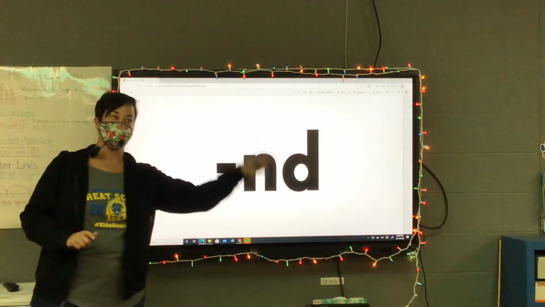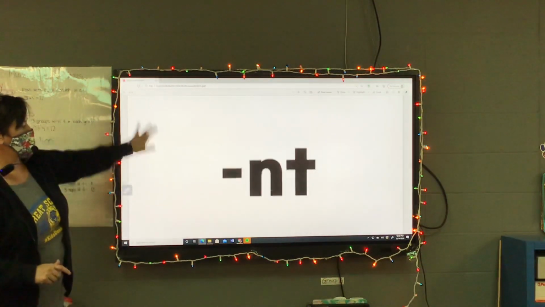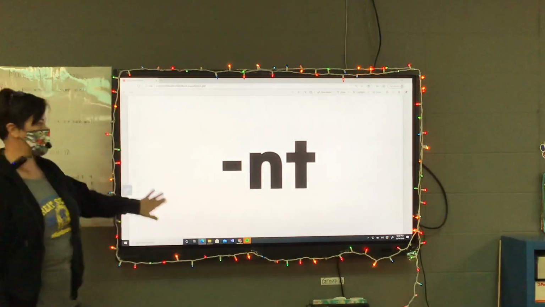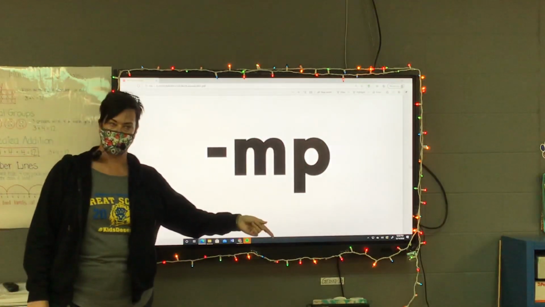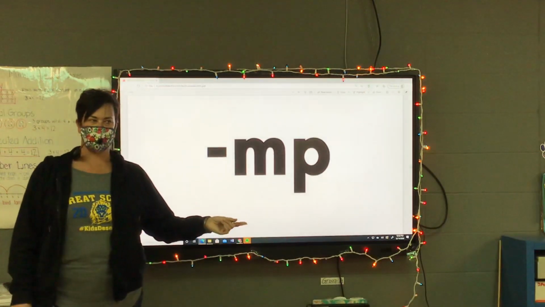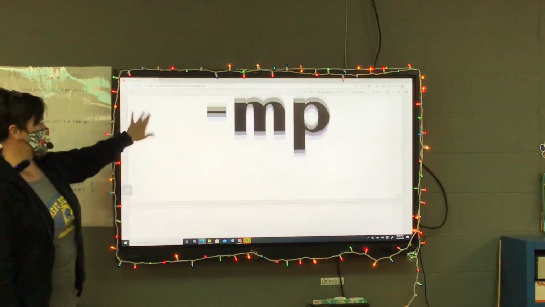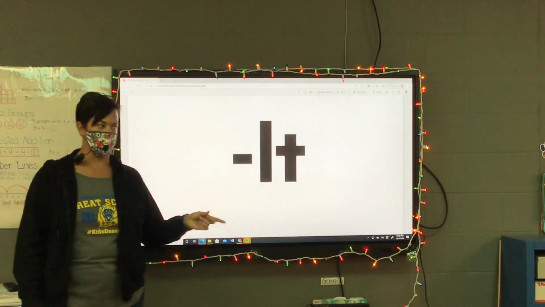Nd. At the end of a word. Nt. At the end of a word. Mp. At the end of a word. What's typically in front of this one? Short vowels. Ult. At the end of a word.